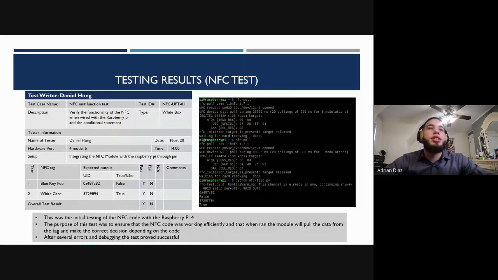Here we have the NFC test. In the NFC test, we're simply testing the NFC module when wired with the Raspberry Pi. The goal of this test is to see the functionality of the NFC module when using the conditional statement as Dan stated before. What this statement does is we first pull the UIDs from the tags, and then it outputs the UIDs and the Boolean output corresponding with those UIDs.